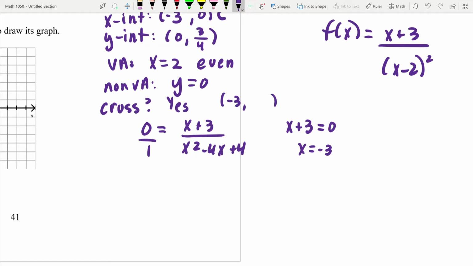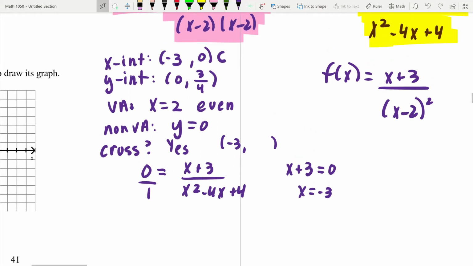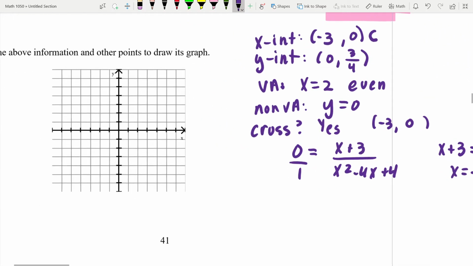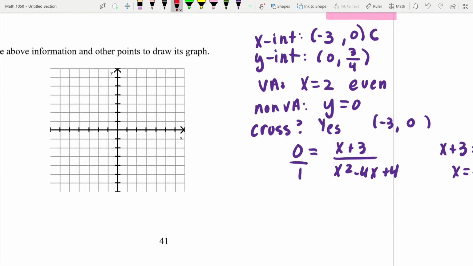To find out what y is, store a negative 3 in your calculator, put it in. But do I really have to do that? No, why not, Rachel? Yeah, I already knew when x is a -3, y is 0. Okay? All right, let's do this. Red marker, x equals +2, dash it, even.